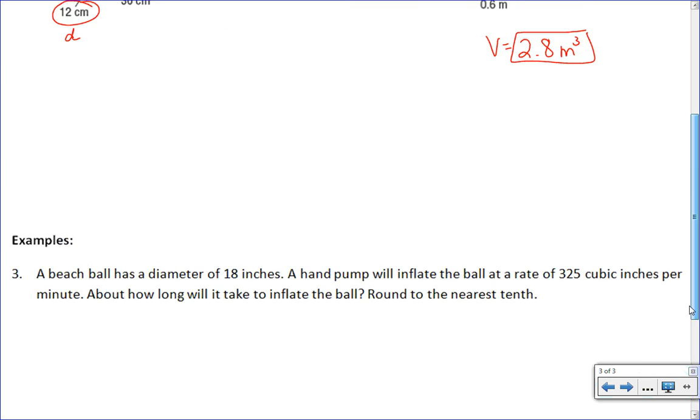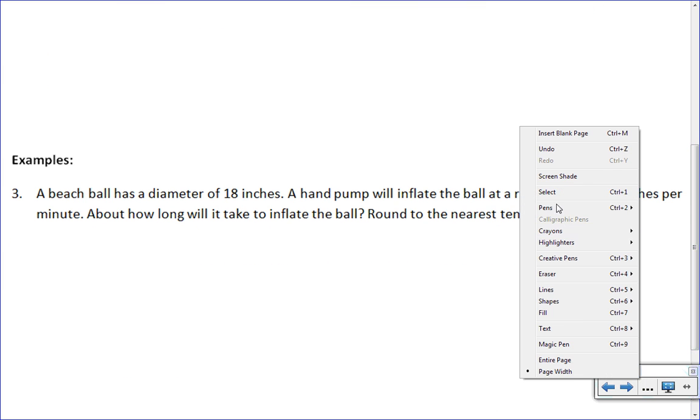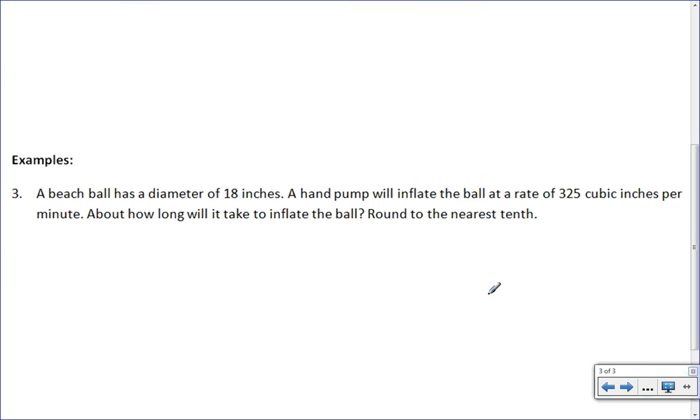All right, let's look at the last example. This says a beach ball has a diameter of 18 inches. A hand pump will inflate the ball at a rate of 325 cubic inches per minute. About how long will it take to inflate the ball? Round to the nearest tenth.